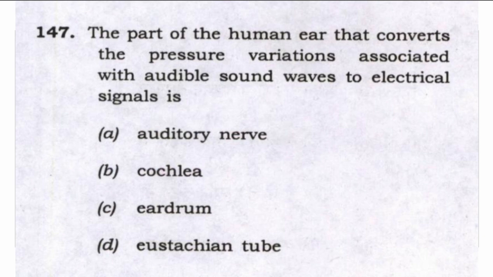The third question is, which part of the human ear converts the pressure variations associated with audible sound waves to electrical signals? Option A, auditory nerve; B, cochlea; C, eardrum; D, eustachian tube. So here the correct answer is cochlea. This one converts pressure variations in air into electrical signals.